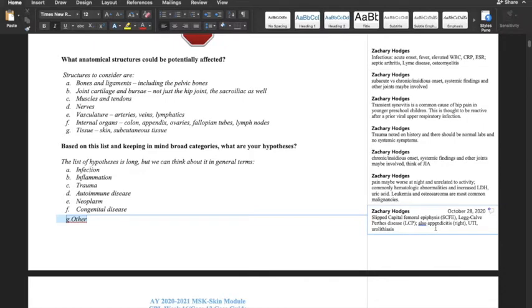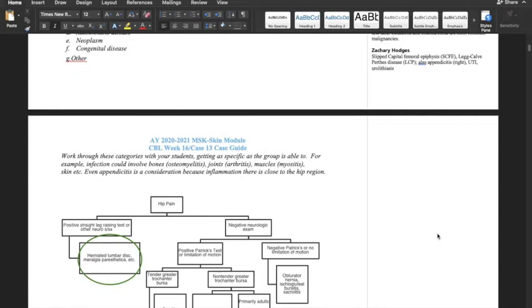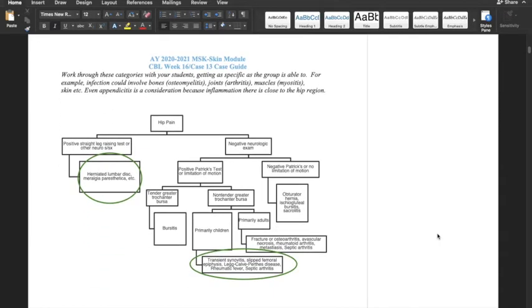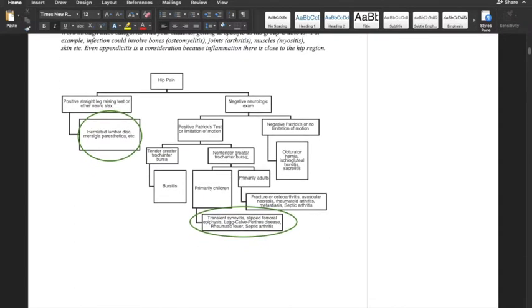Also considerations in pediatric patients: sometimes right lower quadrant pain can be referred to the hip area, so appendicitis, urinary tract infection, even urolithiasis should be considered. Here's a nice little flow chart working through hip pain depending on different exam findings. It might be helpful to review that with your students.